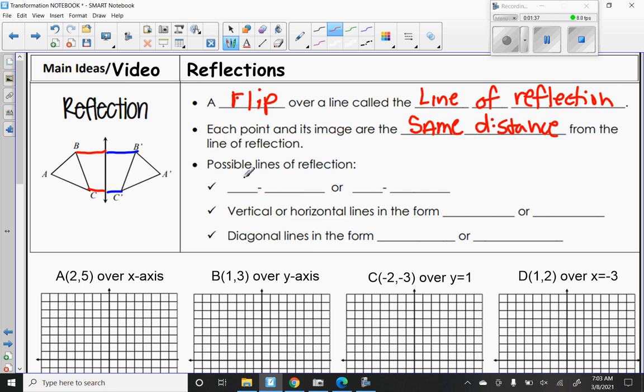So our possible lines of reflection, or easiest lines of reflection, are the x and y axes. Vertical or horizontal lines in the form of, we can say, maybe x = 1 or y = -4. I'll give you examples of that. And also diagonal lines are the y = x line, similar to a linear equation, and the y = -x line.